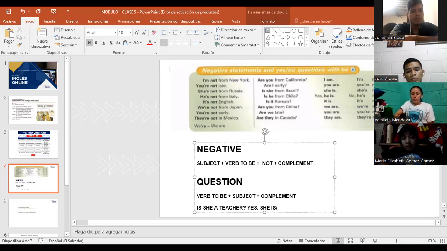Podemos decir en negativo, no, she's not. Or she is not, right? Como está aquí, right? She's not, okay? So, this way, right? Podemos responder, yes, she is, no, she's not, dependiendo a quién le estamos preguntando, okay?